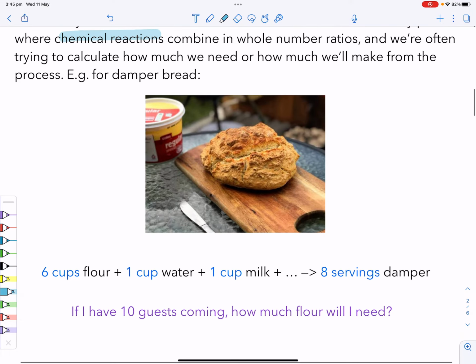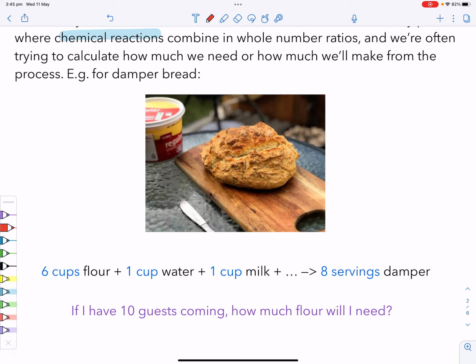So I've just pulled out a cooking recipe. Lately, I've been trying out this product here. We call it damper in Australia. I never really had it as a kid, but I tried it out recently. It's pretty good.